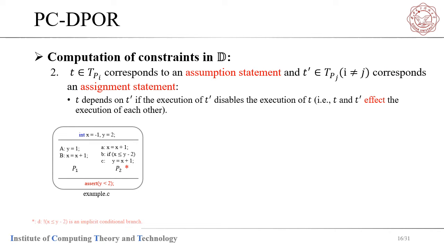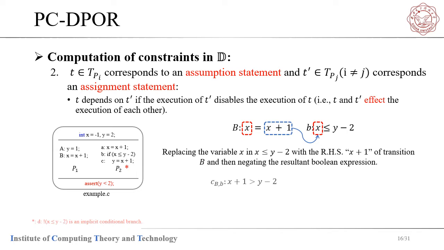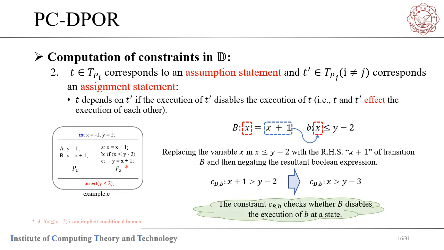In the case that transition T corresponds to an assumption statement and T' corresponds to an assignment statement, then T depends on T' if the execution of T' disables the execution of T. For this case, the constraint is obtained by replacing the right successor variable in the assumption expression in transition T with the right-hand side of transition T' and then negating the resultant Boolean expression.